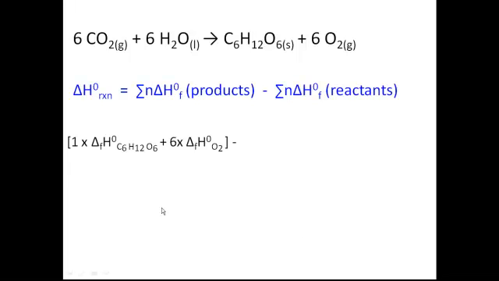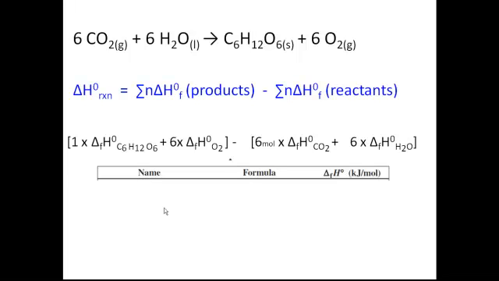Looking at my reactants, I've got 6 moles of carbon dioxide, so that will be 6 times the heat of formation for carbon dioxide. And now 6 moles of H2O liquid, so 6 times the heat of formation for H2O liquid. Now watch the states. I didn't write them down here, but they are in the balanced equation, so keep a close eye on those states. Now I'm going to look at my data table.